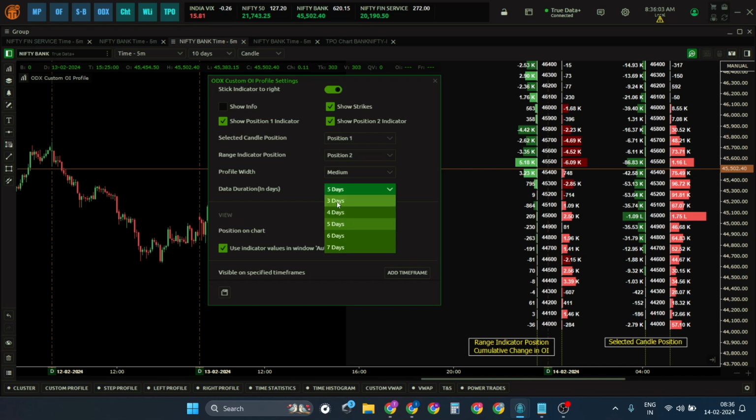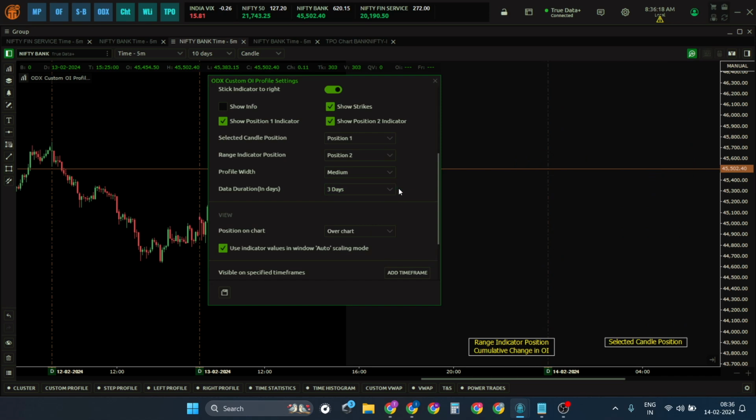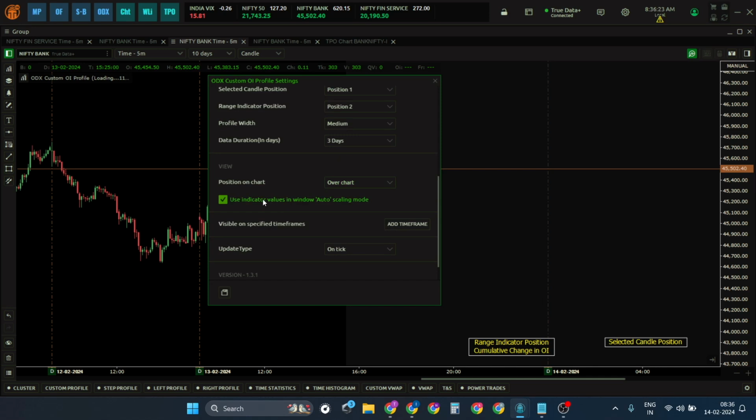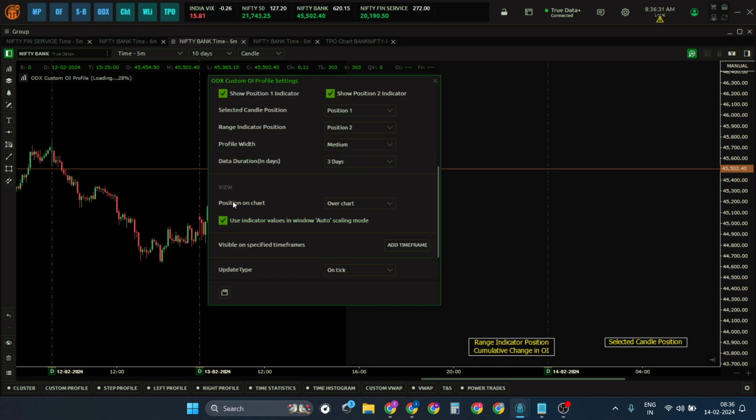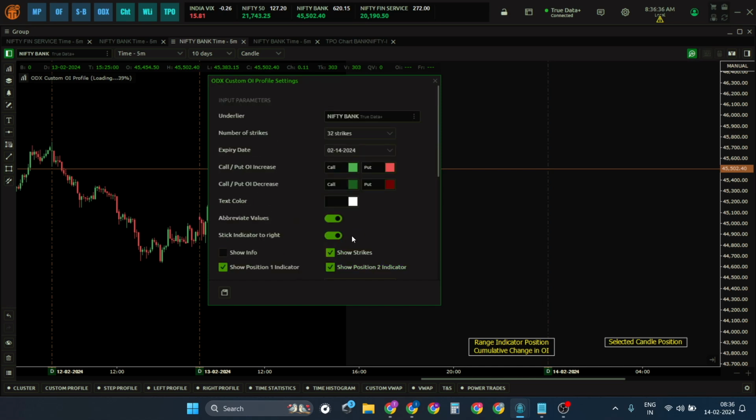I usually keep 3 days, because it helps my indicator load fast, and I have nothing to do with the previous data, right? But yes, if you want to check, you have that option. Personally I prefer to keep 3 days of data. Now coming to position on chart, use indicator in the window, auto scaling: all this you leave as it is, you need not touch anything below this. So this is the video on the ODX custom OI profile.